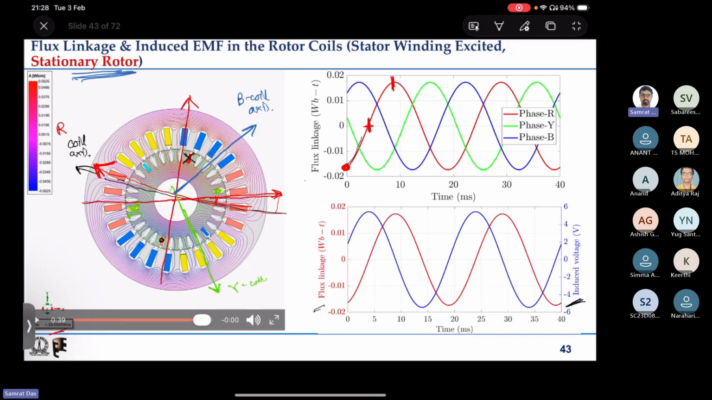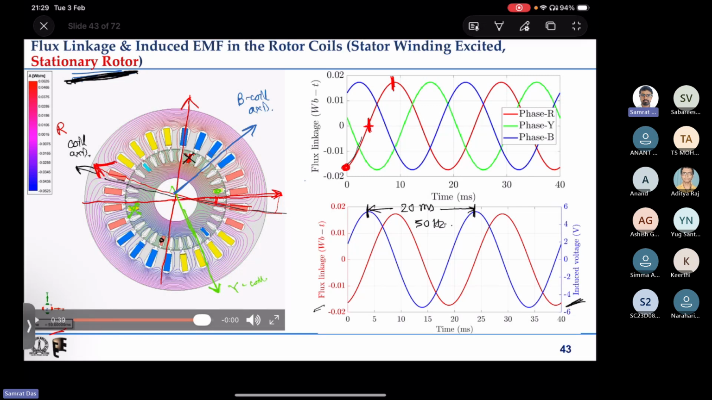And what is the frequency? Now let us try to look at the frequency. You can see that the frequency is same as the stator frequency, that is, this much is 20 millisecond, that is 50 hertz. So we saw that if we excite the stator with 50 hertz of excitation, then the induced EMF in the rotor phase, in case the rotor is stationary, is of 50 hertz, that is the same frequency.